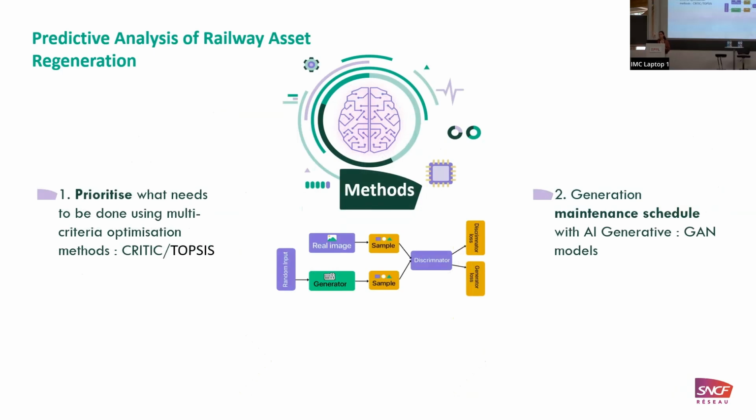For this, we have two methods. The first one is to prioritize what needs to be done using multi-criteria optimization. So we have the two methods, CRITIC and TOPSIS. The second one is the use of generative artificial intelligence to generate maintenance schedules. The second method is under development, so we don't have results yet, but let us focus on the first one.